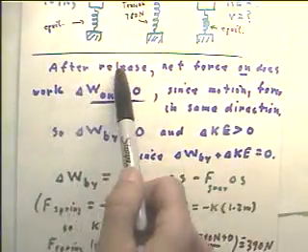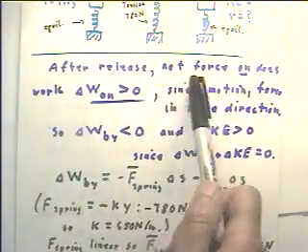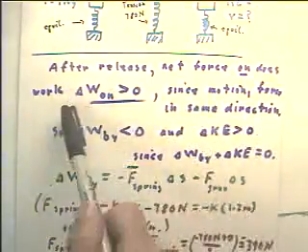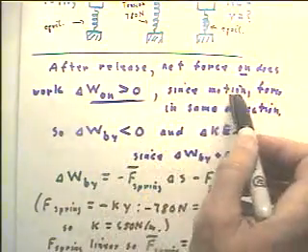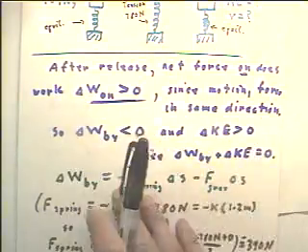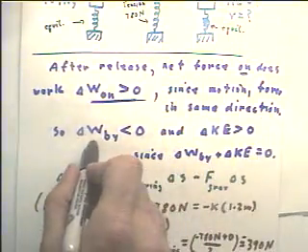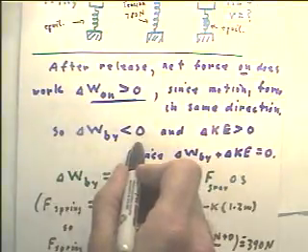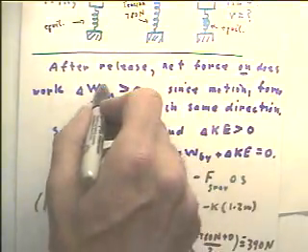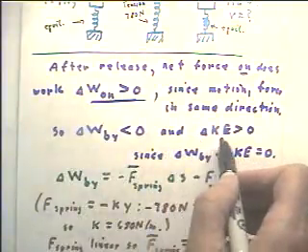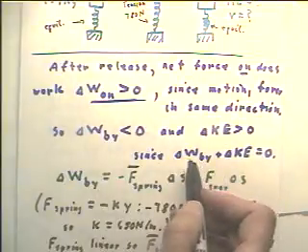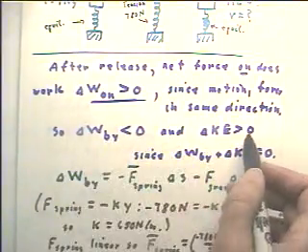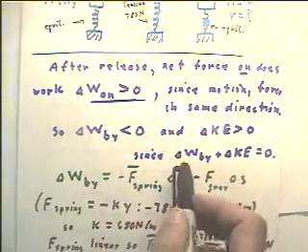Okay, so let's see. After release, what happens? The net force on the system does a positive amount of work, because the net force on the system is down and the system is moving down. The motion and the force are in the same direction. Therefore, the work done by the system has to be negative, since the work done by the system is the negative of the work done on the system, and it follows that the kinetic energy change will be positive.